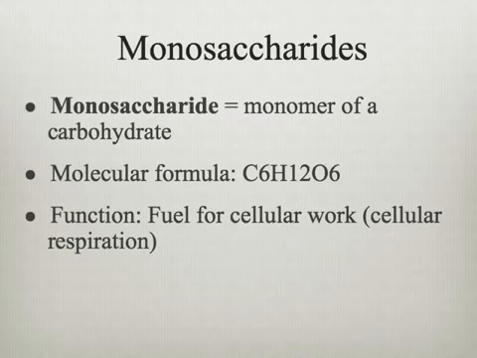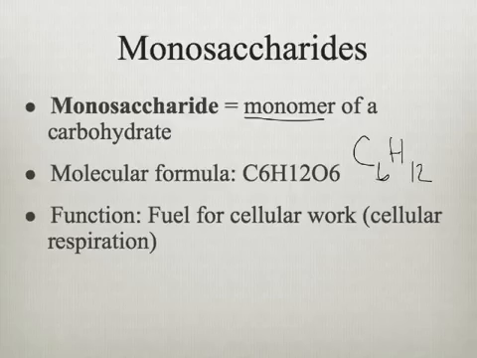Okay, so let's talk about monosaccharides first. So like I said on the previous slide, the monosaccharide is the monomer, or the building block, of all carbohydrates. Every single monosaccharide has the exact same molecular formula, and that's C6H12O6. And I'm writing this again because my numbers here didn't come out as subscripts on my video. But what this means is every single monosaccharide has exactly 6 carbons, 12 hydrogens, and 6 oxygens. No matter what monosaccharide we're talking about, they all have that structure.